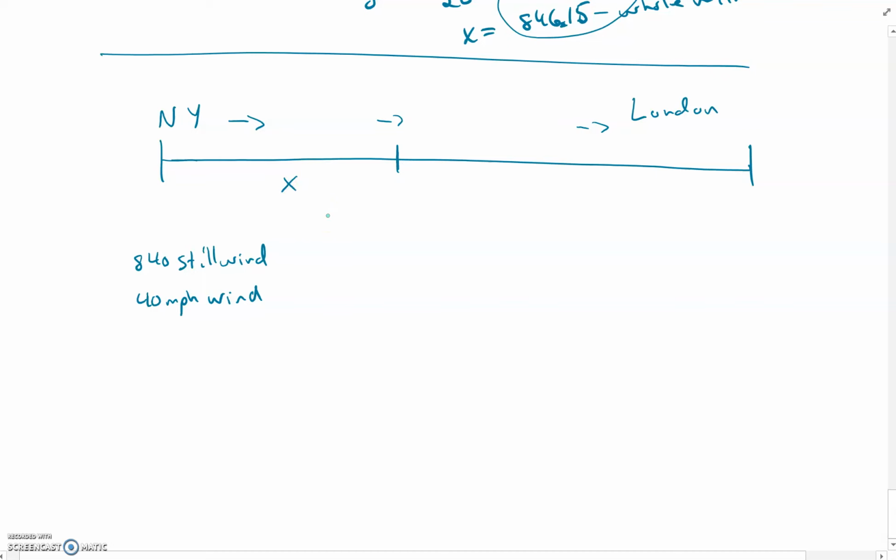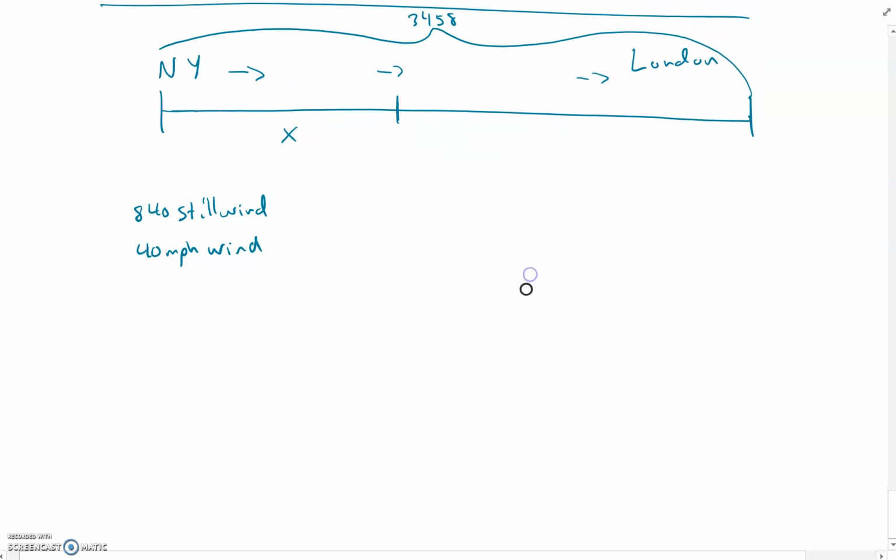The total distance was 3,458. So this whole distance here is 3,458. So this distance here has to be 3,458 minus x. So divide it in two pieces. So if that's 1,000, then this is 2,458. Subtract the 1,000 off of the other piece for the remaining piece.